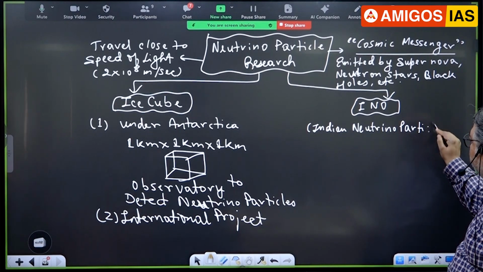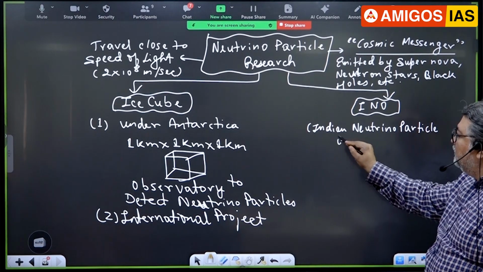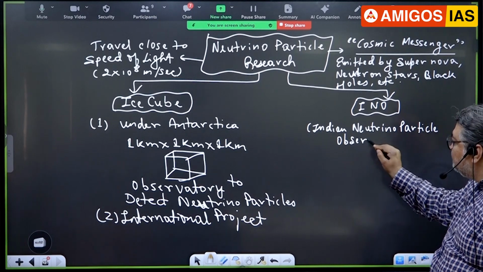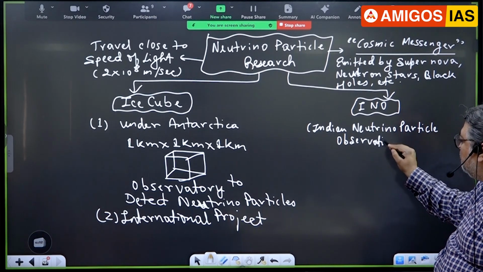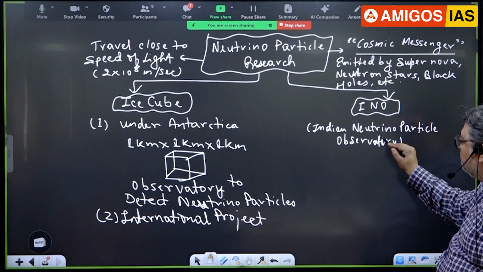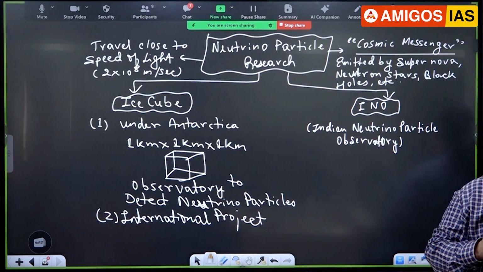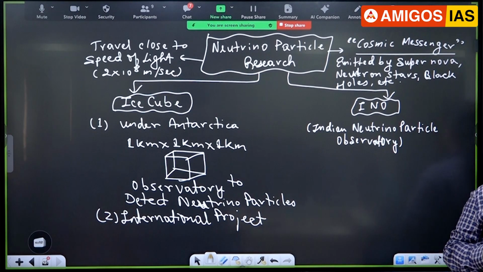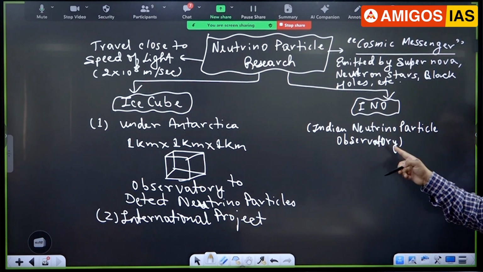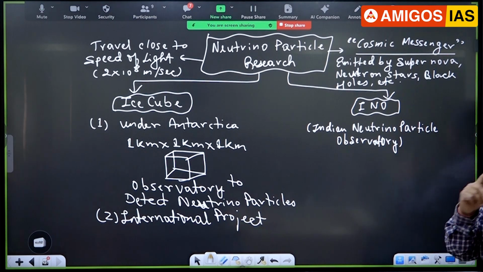INO has been in the news for a long time, but so far UPSC has not asked a single question on this particular topic. INO. And now this could be a question in the coming exam. Indian Neutrino Particle Observatory. Now we are constructing it.